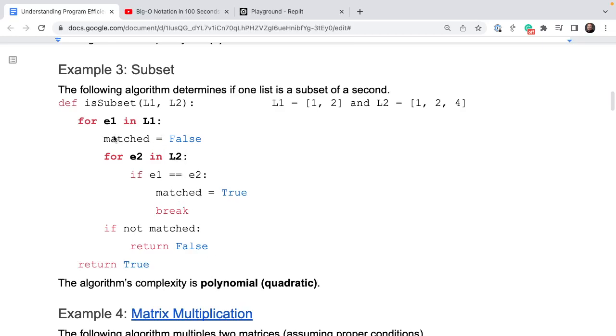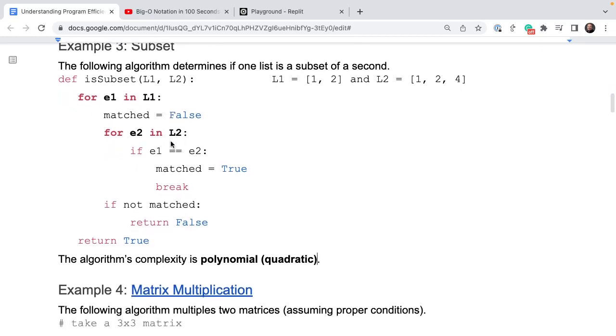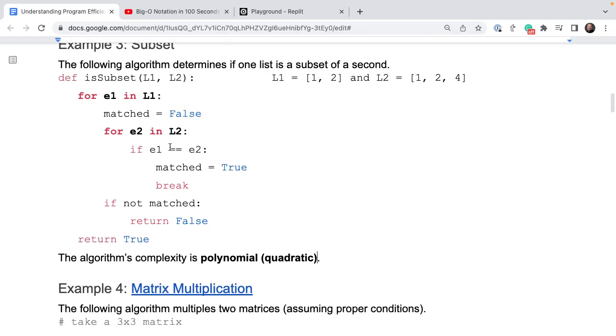But let's think about what it is in terms of the actual input. Now, we do have some things we could consider, for example, L1 or L2, which one's larger? So we can maybe make an assumption that one is larger than the other. So you really could do something like this is big O of the max of the length of L1 and L2 time, and then you square that, but we can maybe make a simplifying assumption and just say L1 is the larger list.